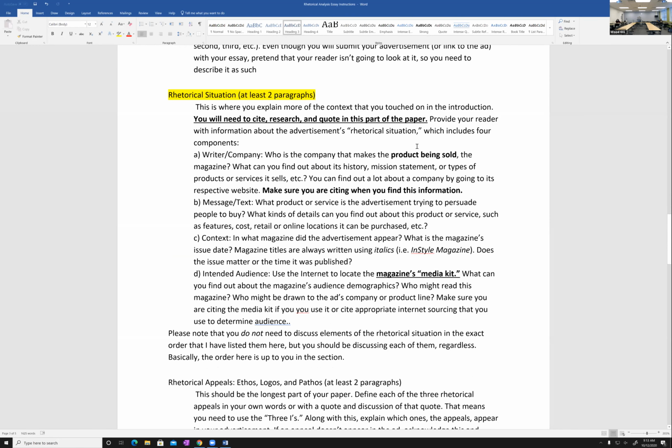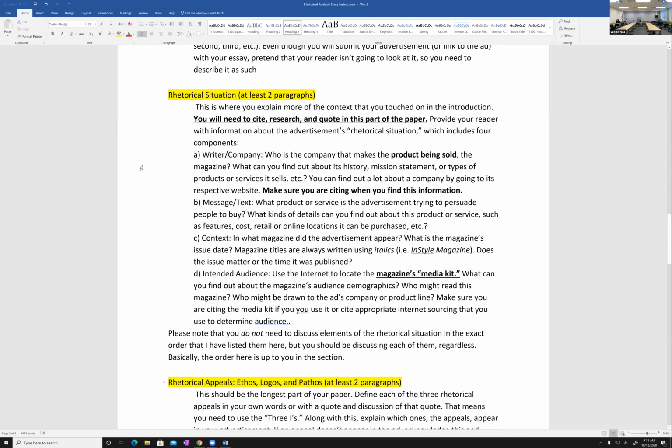Then the next section is rhetorical situation. Now this is different from rhetorical appeals. Oh, sorry, I forgot to highlight. That was another section you're going to do. So rhetorical, let me add this in for the recording. So that's another section that you're going to have to address.